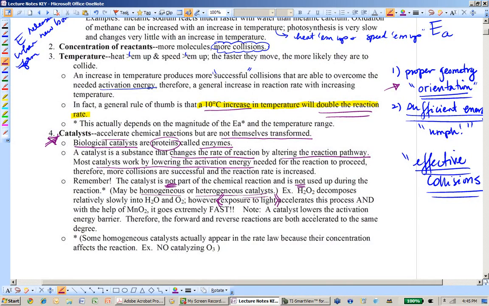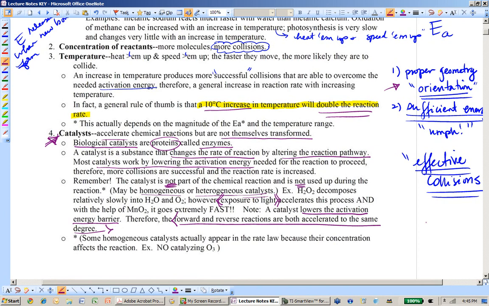But what a catalyst does, once again, is lower the activation energy barrier. Don't stop there. That's not enough to know. It lowers it by providing a surface for more effective collisions, by allowing for proper orientation of the molecules, so that if it's warm enough, they will have energy sufficient enough to make or break bonds. So therefore, this is the important part, the forward and reverse reactions are both accelerated to the same degree. In other words, it's an equal opportunity catalyst.